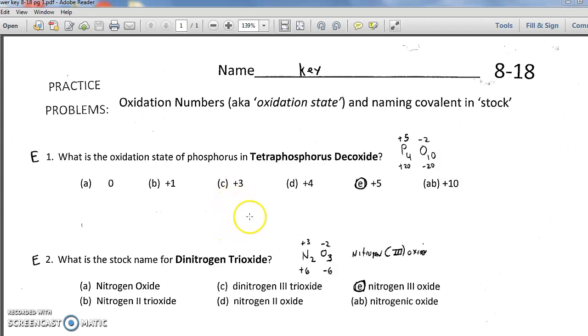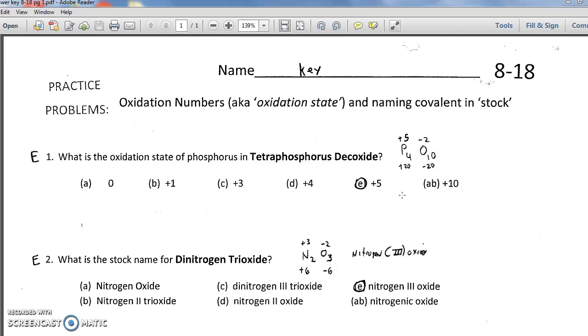What's the oxidation state of phosphorus in tetraphosphorus decoxide? Tetra means 4, P4, dec means 10, O10. And they want to know the oxidation state or oxidation number of phosphorus.